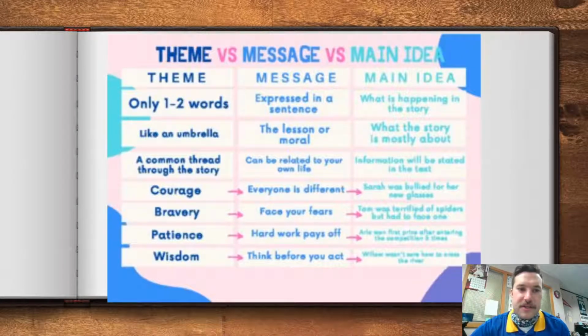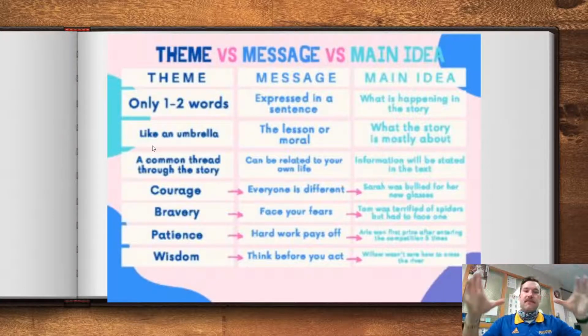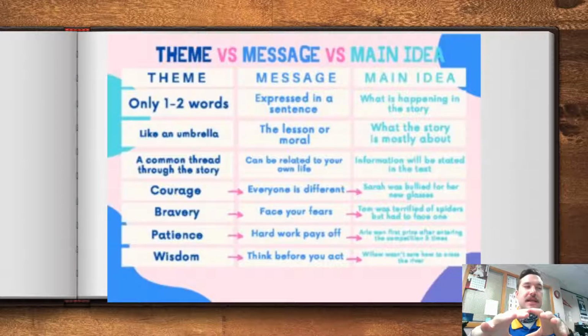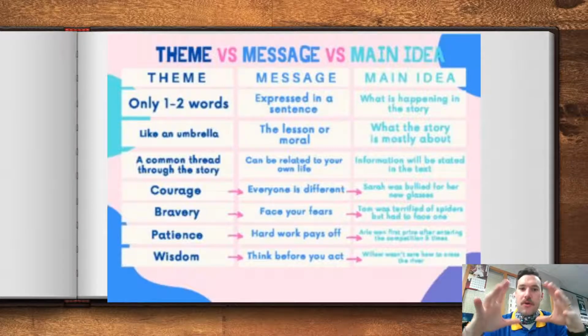So let me just go over this chart again. The theme is 1 to 2 words, maybe 2 words, usually just one, like friendship or family. So it's kind of like an umbrella. It covers the whole story. So the theme is going to be over the whole thing. You won't necessarily see the theme come out at the end. It's going to be there the whole time. And that's what I mean when it's a common thread through the story. Like The Lotus Seed, the theme was memory because she's using that lotus seed to remember her family, her lifestyle, her homeland. Some examples of this are courage, bravery, patience, wisdom, family, memory, those things that I've said.